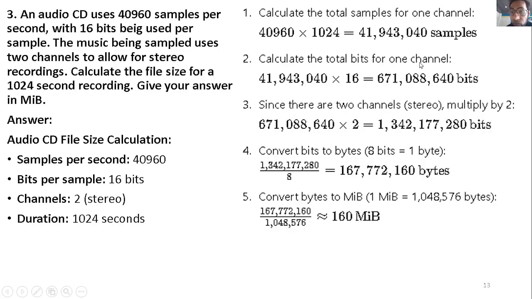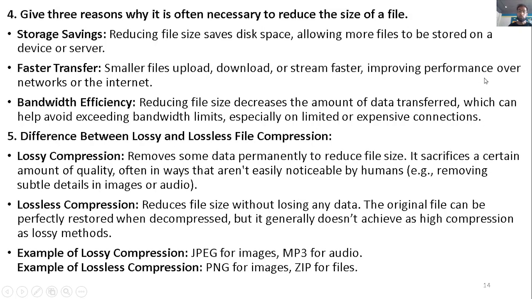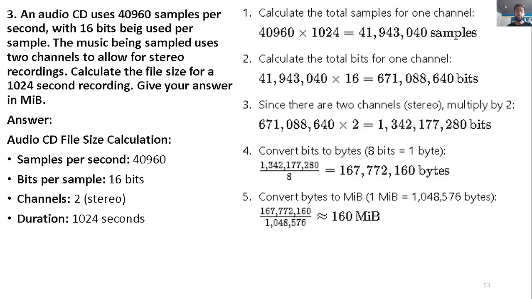Calculate the total bits for one channel. We multiply the number of samples by the bits per sample, so we get the total bits for one channel. Since there are 2 channels, we multiply this by 2, and we get this number of bits. Next, we have to convert bits into bytes, so we divide by 8. Then to convert bytes into megabytes, we divide by 1024 multiplied by 1024. That gives us the final answer, 160 MB.